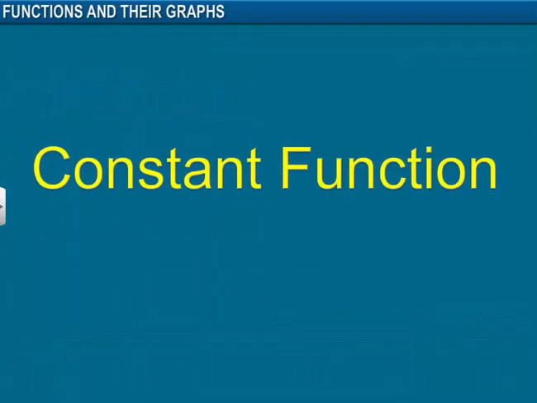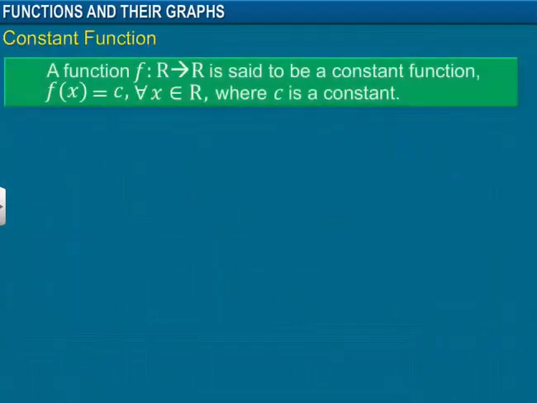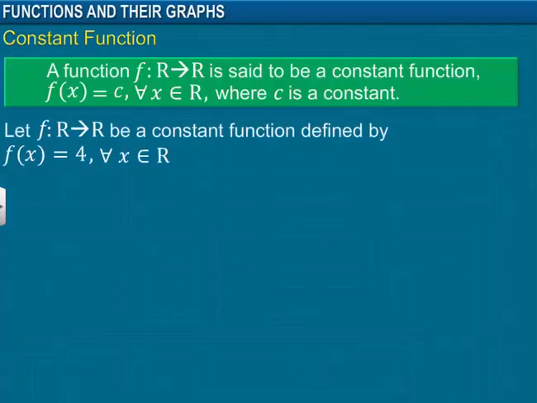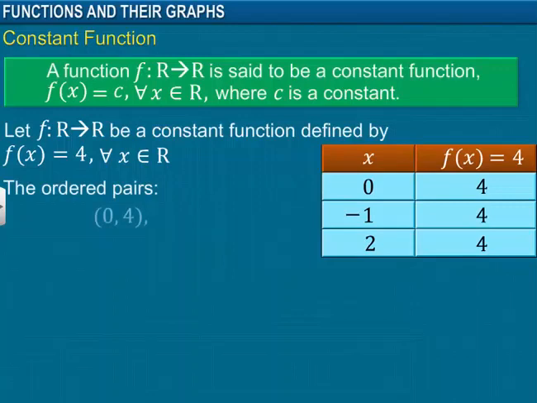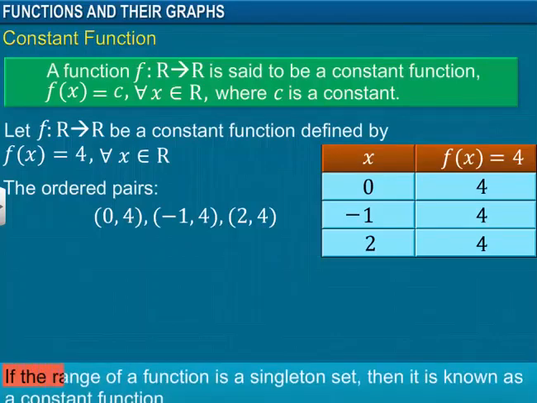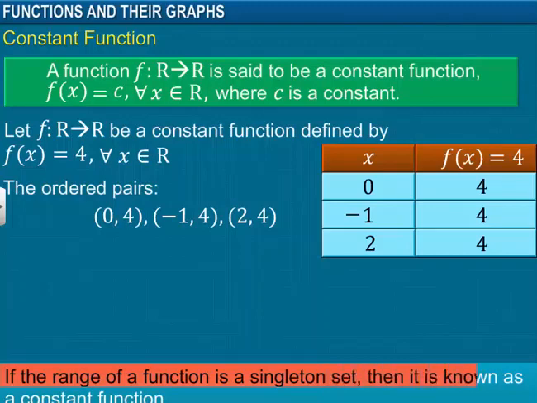Let's now move on to the constant function. A function f from R to R is said to be a constant function if f of x is equal to c, a constant for all x belonging to R. Let f be a constant function from R to R, defined by f of x is equal to 4 for all x belonging to the set of real numbers. Some ordered pairs satisfying the function are listed. Observe here that in all the ordered pairs, the second elements are the same. That is, the range has only one element, that is 4. In other words, if the range of a function is a singleton set, then it is a constant function.